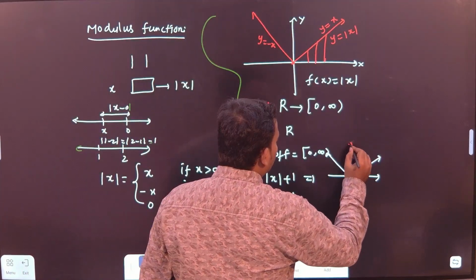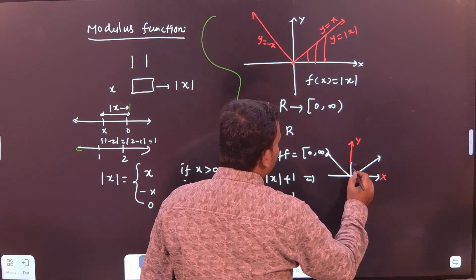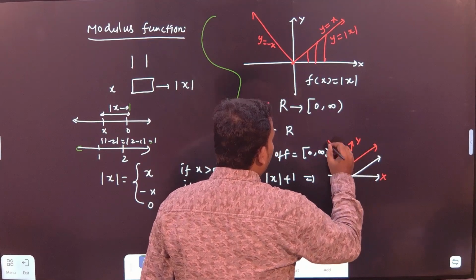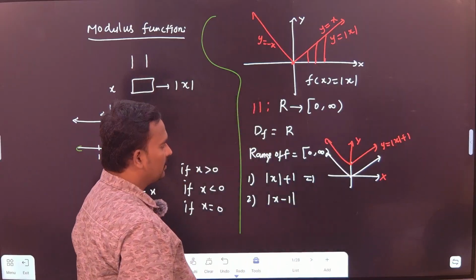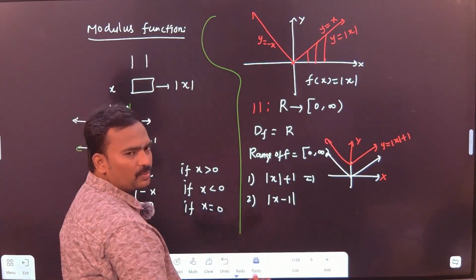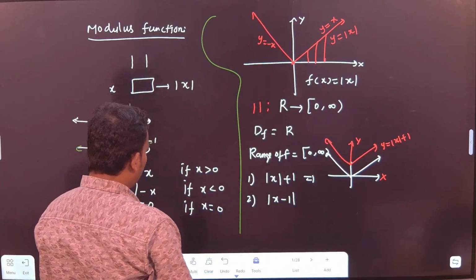Just you can see, this is your y-axis, this is your x-axis, 1 unit up. This is y is equal to mod x plus 1, right? And mod x minus 1, how to draw? Just you can see.